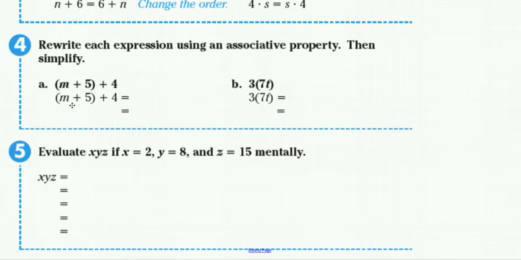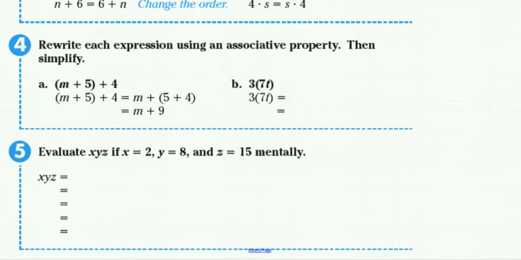Example number 4, using the associative property and then simplify. Remember that the order does not change, so it remains m plus 5 plus 4, but the parentheses is the one that changes, that moves. So you now have m plus (5 plus 4). Now you can simplify 5 plus 4 to become m plus 9. Remember, m plus 9 cannot be simplified any further because we do not know the value of m.